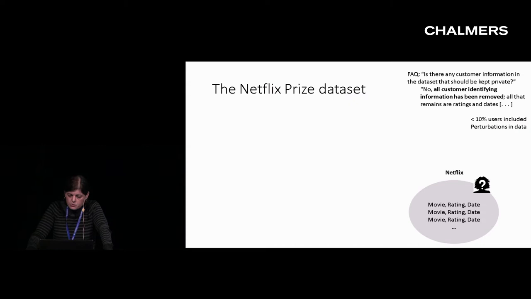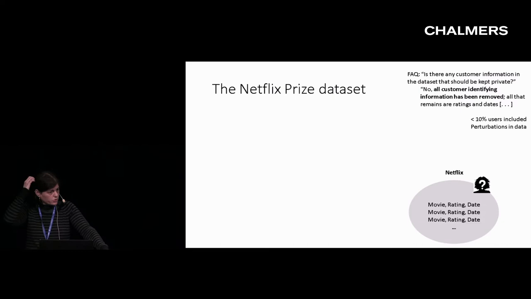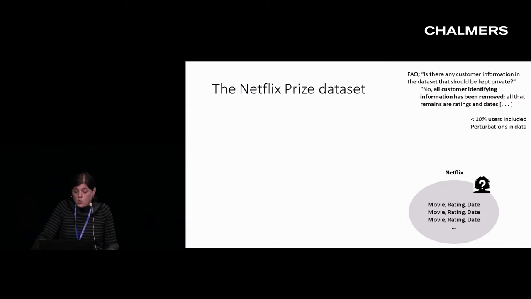That's the first thing you have to do. And they just left a list of movies and ratings and dates. Every record was a list of movies with the date when the rating was created, and the rating, so 1 star, 2 stars, or whatever. And in the Netflix FAQ, there was a question: is there any customer information in the dataset that should be kept private? And the answer was no, all customer identifying information has been removed. All that remains are ratings and dates. They went on saying, even if you knew your record, you wouldn't be able to recognize it because we introduced some perturbation, and only a small subset of subscribers have been included in the dataset.